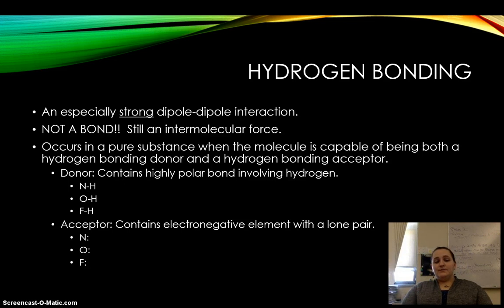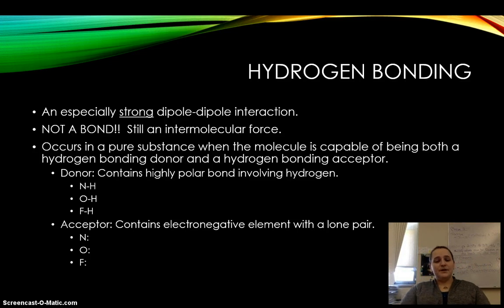In order for something to be a donor, it has to contain a highly polar bond involving a hydrogen atom. So it has to have a nitrogen directly bonded to a hydrogen, or an oxygen bonded to a hydrogen, or a fluorine bonded to a hydrogen. You don't just need those two atoms in the same molecule, they have to be directly connected. So you can't have a nitrogen over here and a hydrogen over here somewhere, they have to be directly covalently bonded to one another in order to be a hydrogen bonding donor.